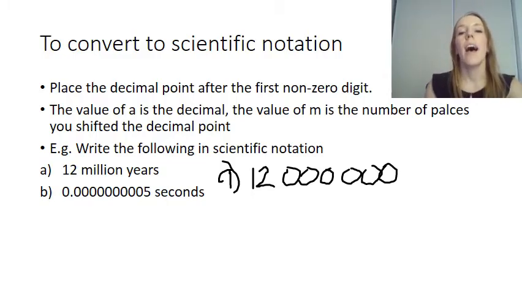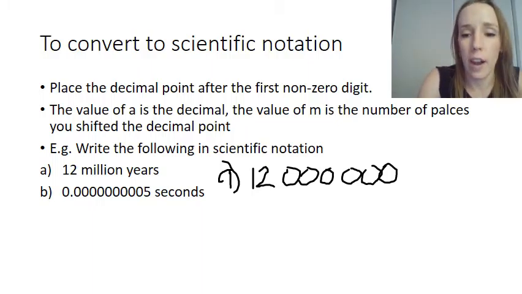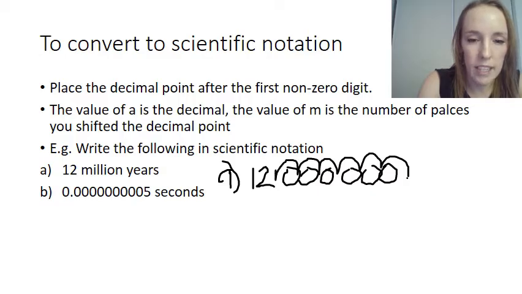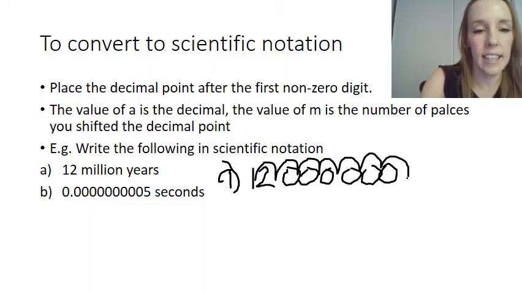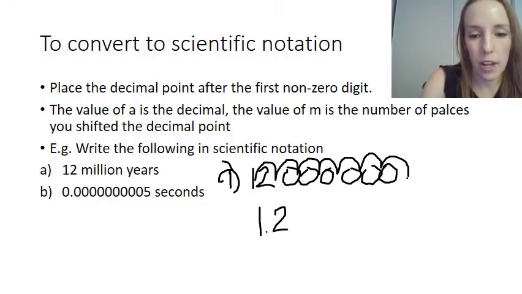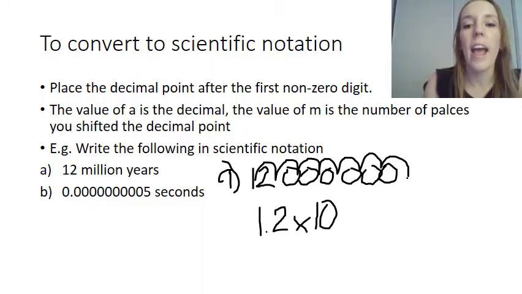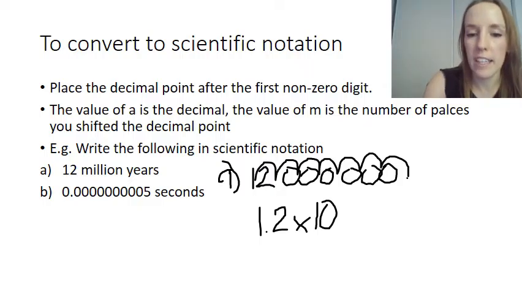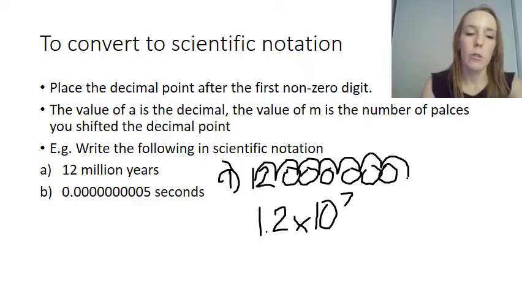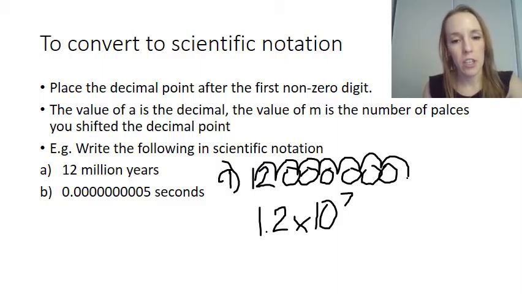To put this into scientific notation, we have to place a decimal point after the first non-zero digit. So our decimal point would start here and we're going to shift it 1, 2, 3, 4, 5, 6, 7 places. So our value of A is the decimal, which is now 1.2 times 10 to the power of m, and m is the number of places we shifted our decimal, which is 7. So 12 million years in scientific notation is 1.2 times 10 to the power of 7.